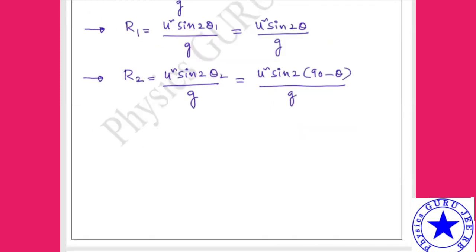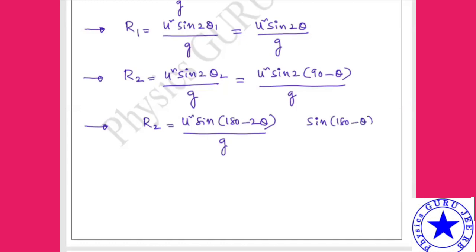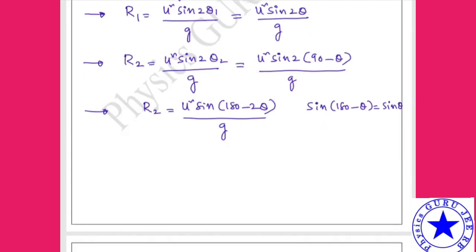Now what can I write here? R2 equals u square sine of 2 multiplied by 180 minus 2 theta, divided by g. But here one should know sine of 180 minus theta. Sine of 180 minus theta is again sine theta. In mathematics, in trigonometry, sine of 180 minus theta is positive sine theta.